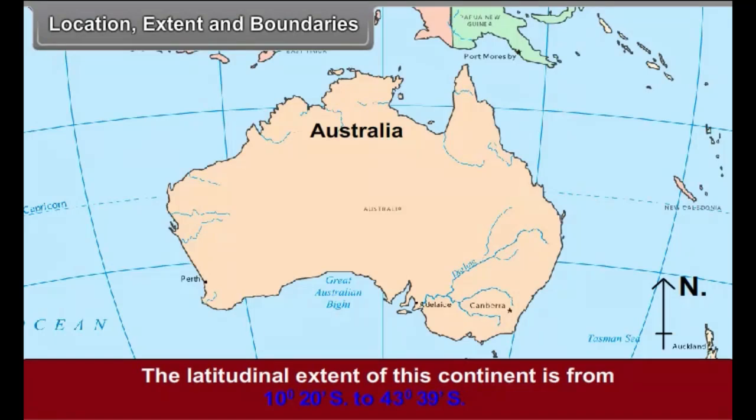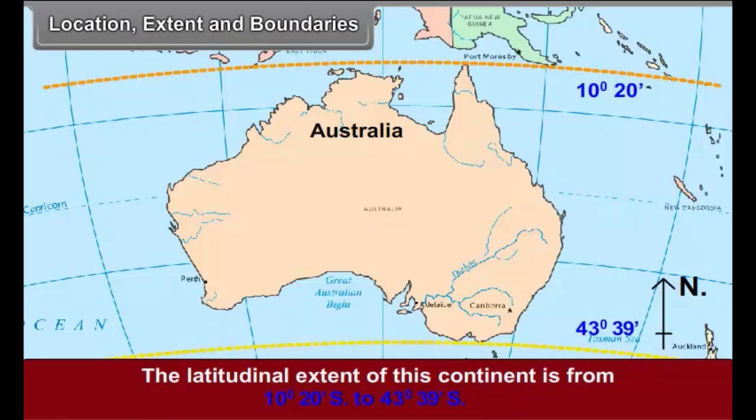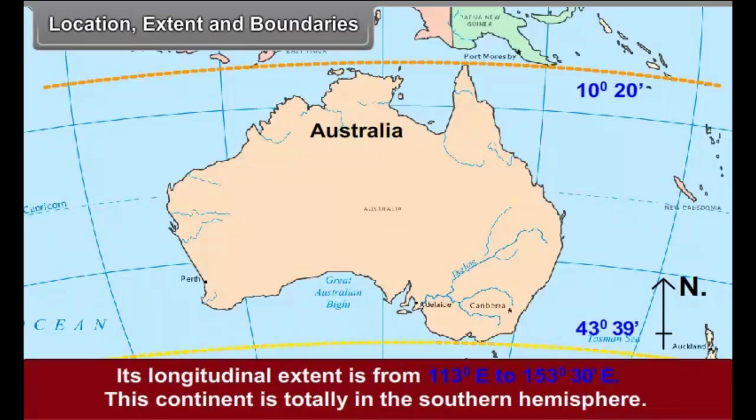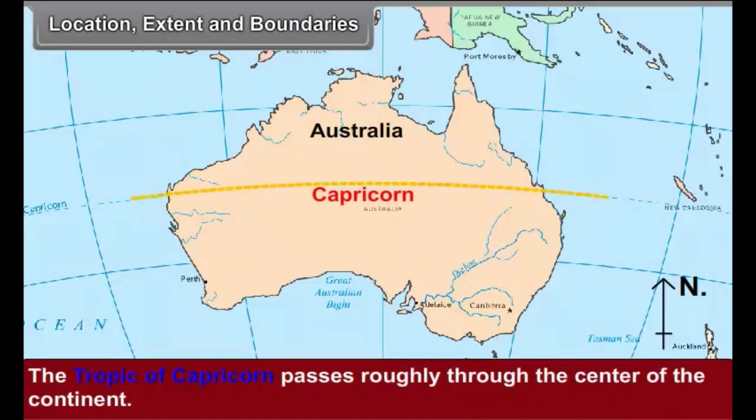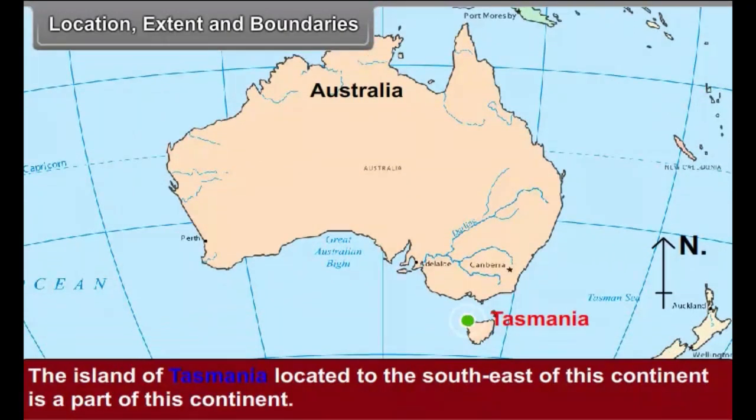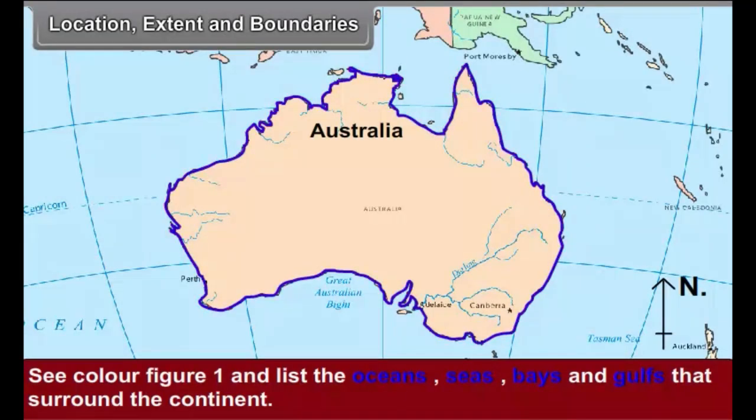Location, extent and boundaries. The latitudinal extent of this continent is from 10 degrees 20 seconds south to 43 degrees 39 seconds south. Its longitudinal extent is from 113 degrees east to 153 degrees 30 seconds east. This continent is totally in the southern hemisphere. The Tropic of Capricorn passes roughly through the center of the continent. The island of Tasmania, located to the southeast of this continent, is a part of this continent. See Figure 1 and list the oceans, seas, bays and gulfs that surround the continent.